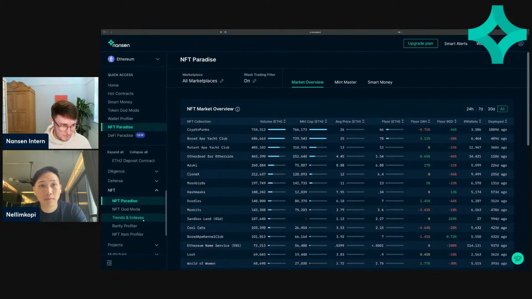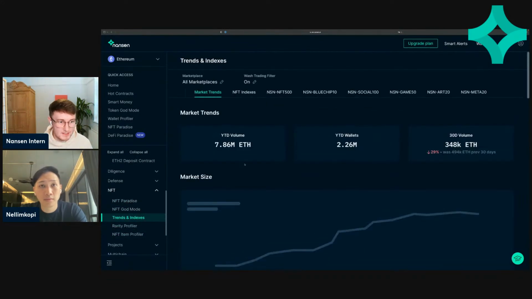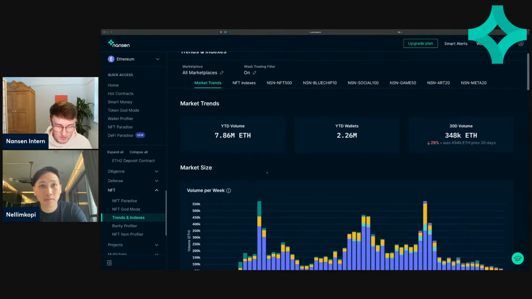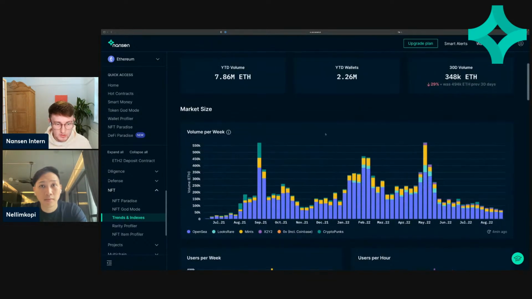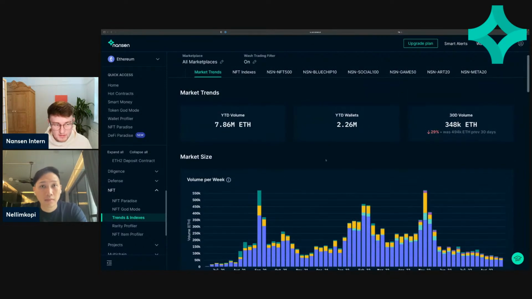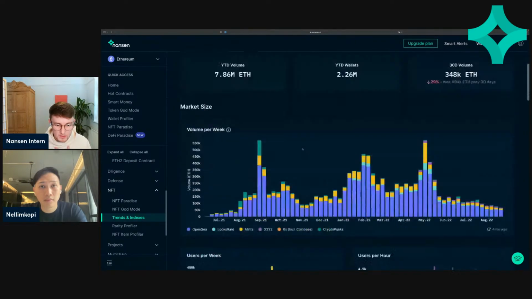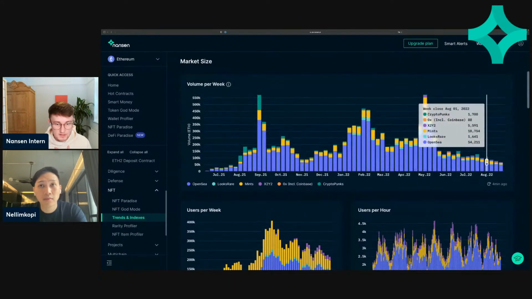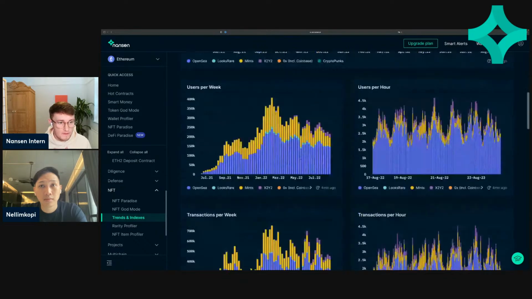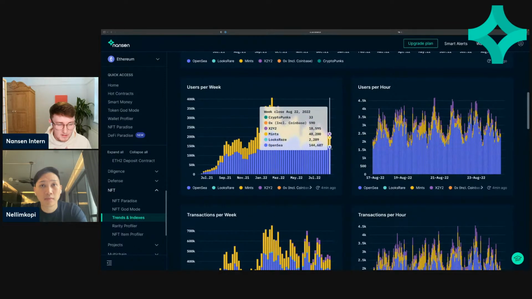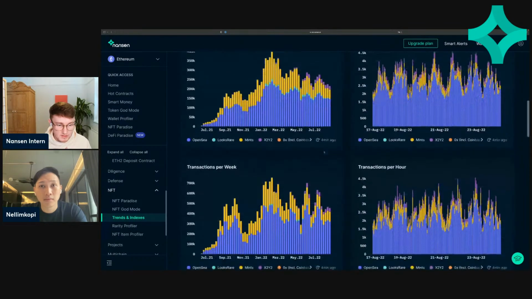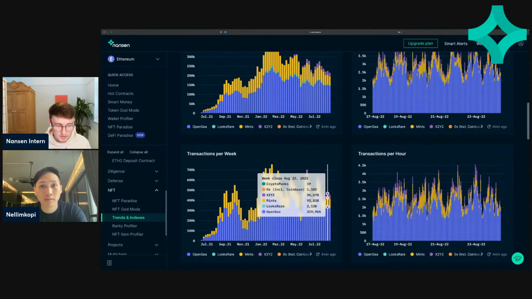Okay, next one I need to speed through is trends and indexes. This one gives you an overview of the whole market for NFTs. We include all marketplaces here, and you can filter individually, which I'm not going to do at the moment, by the different marketplaces. So you can see last week we had very low volume, most of it on OpenSea, and you can look through which marketplaces are doing well. Users are still remaining relatively stable. They're not seeing big decreases. Transactions are a tiny bit up even in the last couple of weeks.